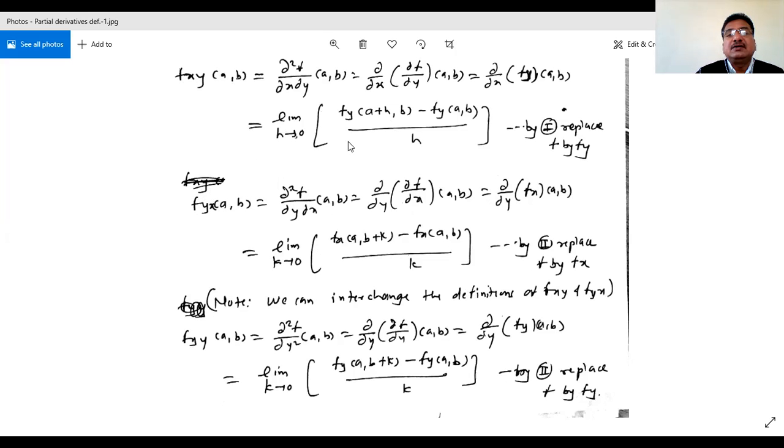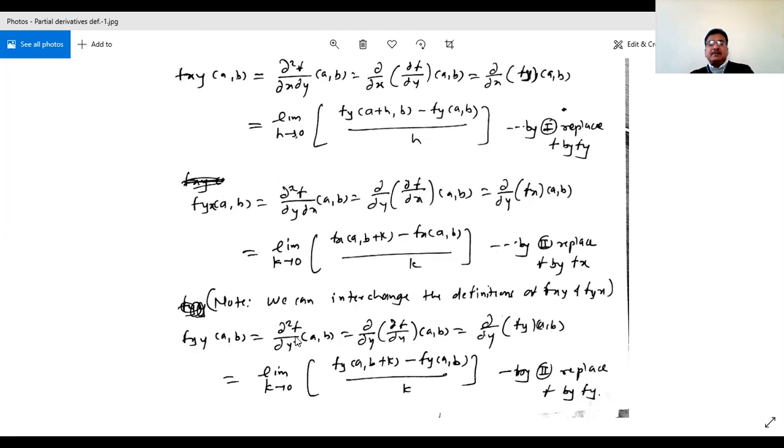So the notations may be interchanged. We can interchange the definitions of fxy and fyx. That is, take this as a definition of this, and this as a definition of this. Okay. So once you take the definition of fxy as this, then take the definition of fyx as this. And if we take the fxy as this definition, then take fyx as this definition. Okay.